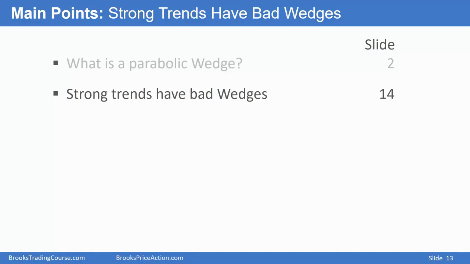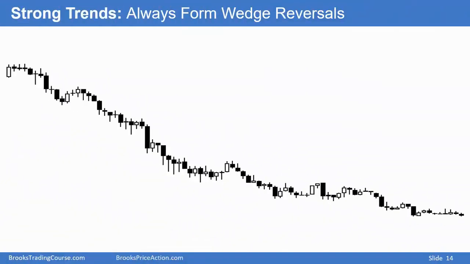Trends always have wedge reversal patterns, and strong trends always have bad-looking wedges. They lead to minor reversals, not trend reversals. Very strong bear trend, and if you look at it in real time, as the bars are unfolding, you'll constantly see wedge bottoms. But when a channel is this tight, a small pullback bear trend, each one of those wedge bottoms will lead to a minor reversal and a bear flag, and the bear trend will continue.